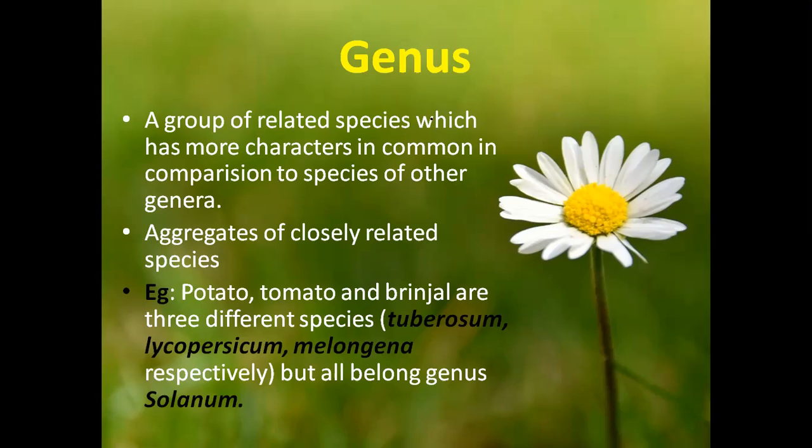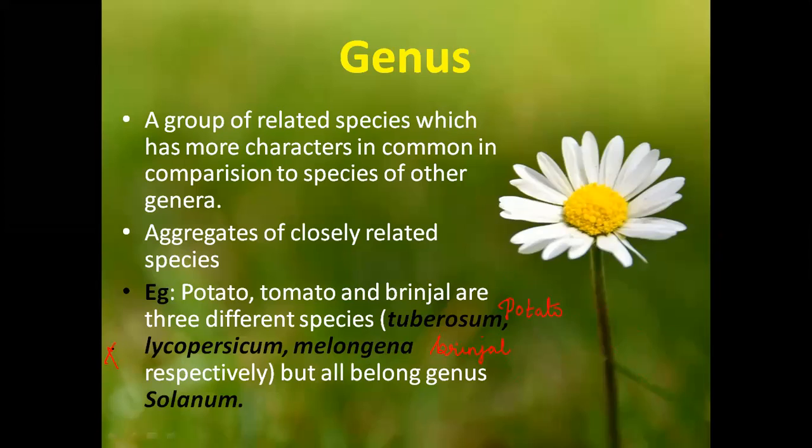A genus is a group of related species which has more characteristics in common in comparison to species of other genera. What does this point mean here? Potato, tomato, and brinjal are three different species: potato tuberosum, tomato lycopersicum, and brinjal melongena. But all belong to the genus Solanum. Three different species. Potato, different. Brinjal, different.